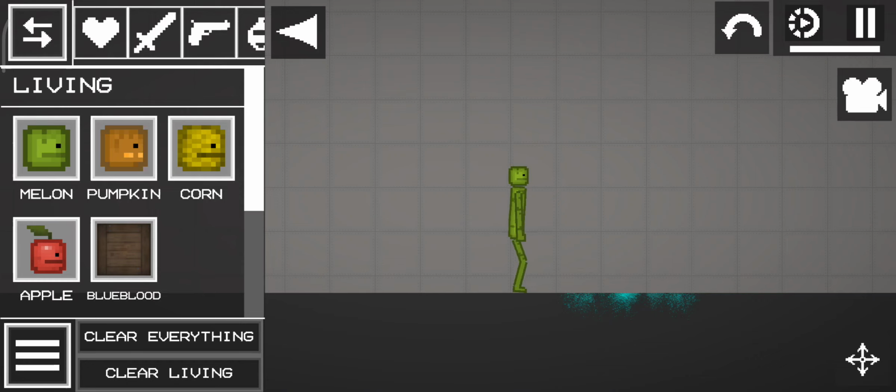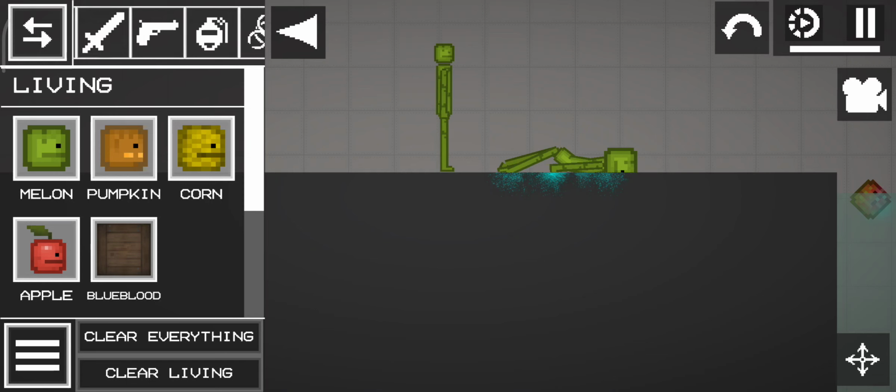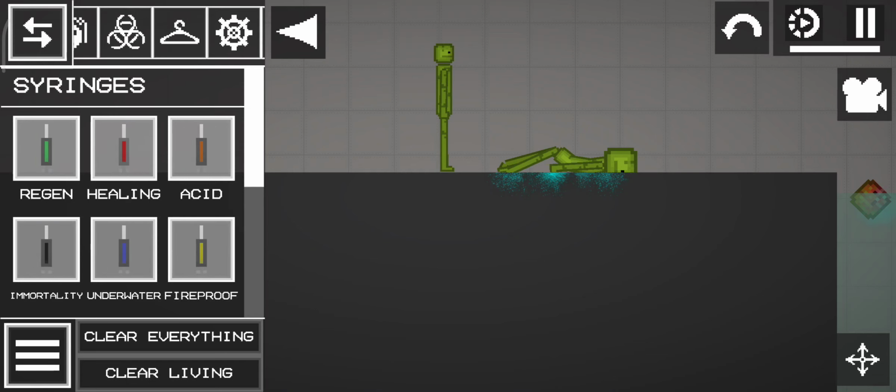Who is bigger, melon or blue blood? Honestly, blue blood. Oh my. I need to give him a healing syringe. Here, take this. Wake up to reality. And give him a reset.